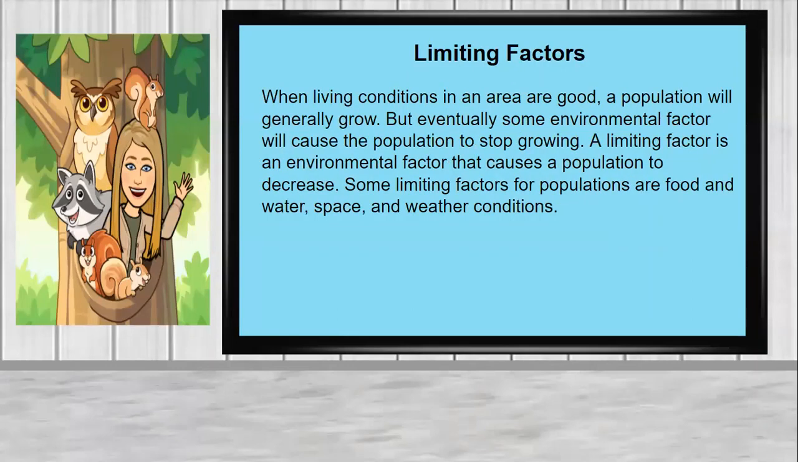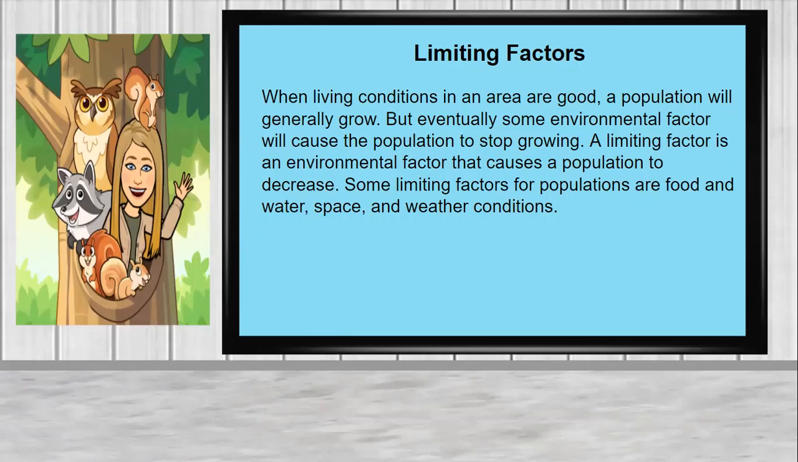All right, so we're going to discuss first what a limiting factor is and then some examples of limiting factors. When living conditions in an area are good, a population will generally grow, but eventually some environmental factors will cause the population to stop growing. A limiting factor is an environmental factor that causes a population to decrease. Some limiting factors for populations are food and water, space, and weather conditions.